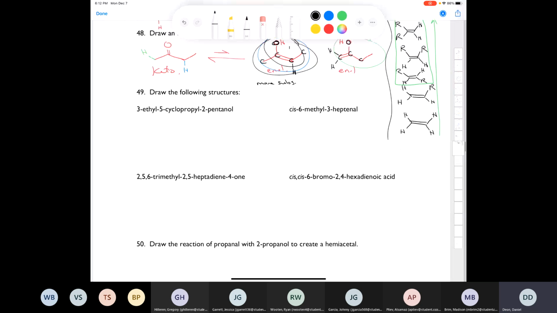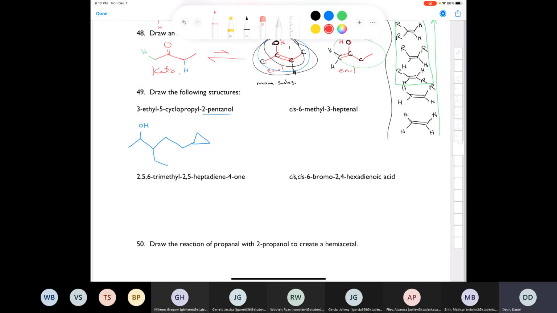Okay, draw some structures. Just a little more nomenclature here. So we're asked to draw all these different molecules. 3-ethyl, 5-cyclopropyl, 2-pentanol. Let's start with the parent, which is 2-pentanol. So let's try it. We got 5 carbons: 1, 2, 3, 4, 5. On the second one, we'll put our alcohol. On the third one, we have an ethyl group. And on the fifth one, we've got a cyclopropyl. That's it. 3-ethyl, 5-cyclopropyl, 2-pentanol.